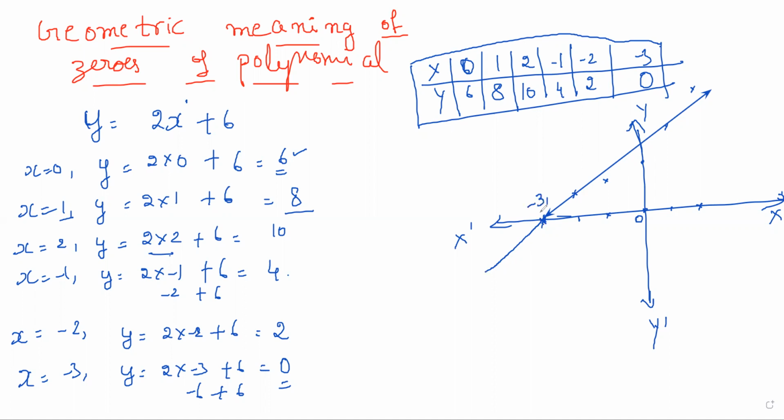See, when x is -3, y is becoming 0. That means the polynomial is becoming 0, right, children? See, this is the solution of the given polynomial, or zero of the polynomial, or root of the polynomial. So for a linear polynomial, we have only one solution. It is cutting only at one point. So our solution is -3. When the value of x is -3, our polynomial is becoming 0.